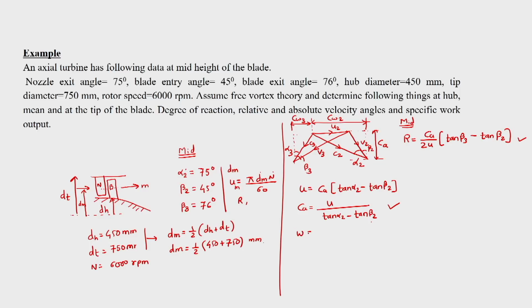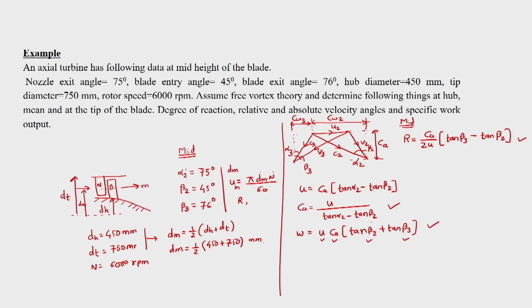So we need to find out just the work interaction. For work interaction, the known equation is U into Ca into tan of beta 2 plus tan of beta 3. So the specific work interaction at the mid plane height: U is known, Ca is known, beta 2 is known, beta 3 is known, then we can know W. By this formula we can find out everything at mid plane height.